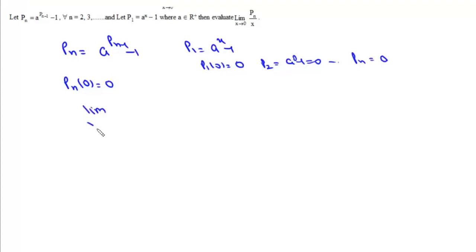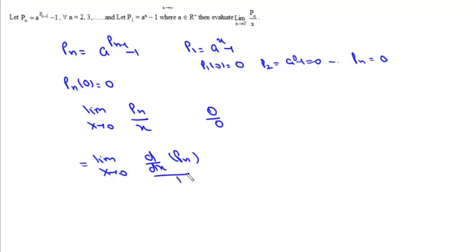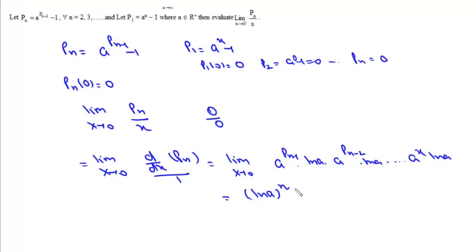So you have to find this limit, x tends to 0, Pn upon x, which will be 0 upon 0 form. And if it is 0 upon 0 form, we can use L'Hopital's rule. So it will be equal to d by dx of Pn upon 1. Now we differentiate Pn, so the limit x tends to 0 of a^(Pn−1) log a into the derivative of Pn−1. And the derivative of Pn−1 will be a^(Pn−2) log a, and we continue up to the last one, which is a^x into log a. Now if we put x as 0, we know that all P1, P2, Pn are 0. So a to the power 0 is 1, and the value of this limit will be (log a) to the power n. And that is the answer to this question.